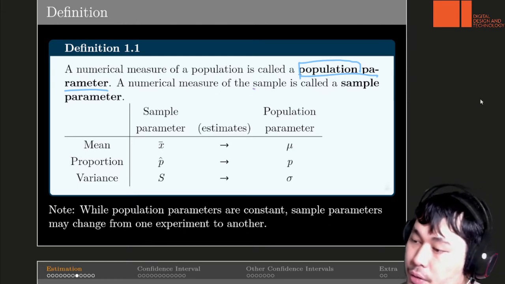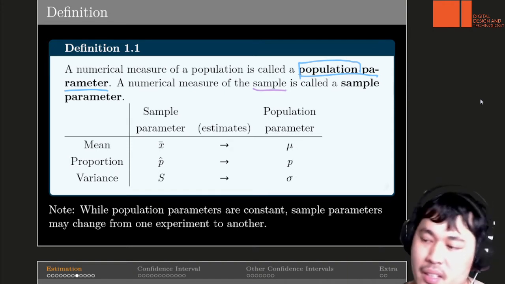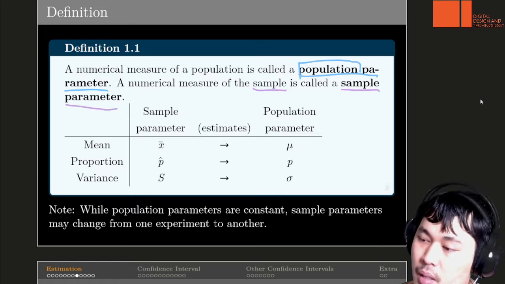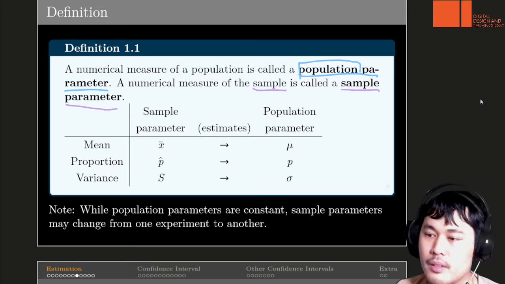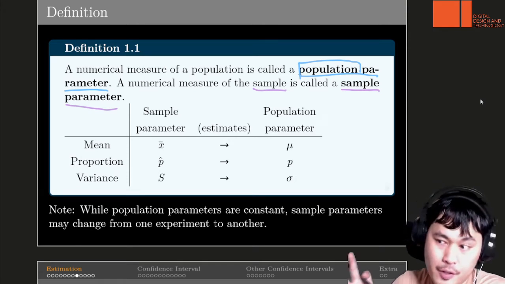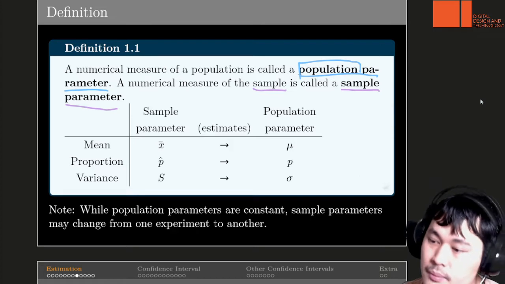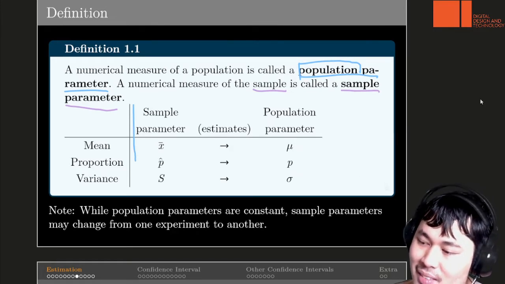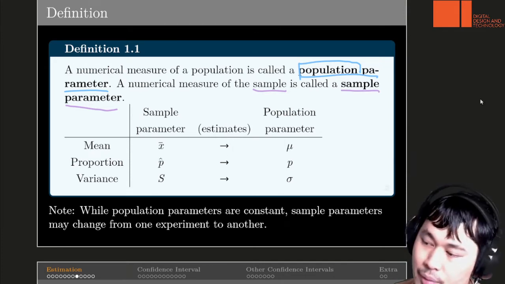And once you take a sample, maybe 10, 20, 30, then whatever you get from that small set of samples is called a sample parameter. So it's still a number, but just from the sample, not from the whole population. And on the left, we have the symbols we use. Let's start from the right then.